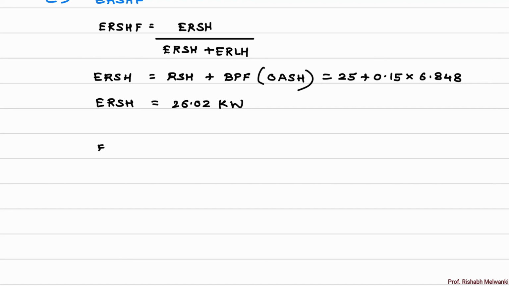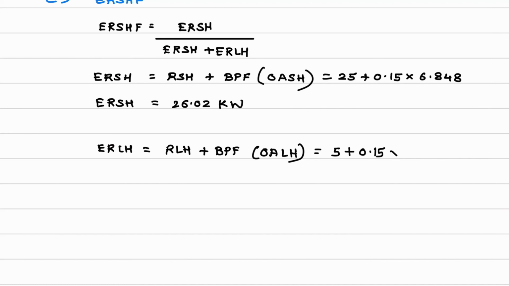Next, effective room latent heat. This will be equal to room latent heat plus bypass factor into outside air latent heat. So this value will be room latent heat 5 kilowatt plus bypass factor 0.15 into outside air latent heat. We have calculated this value, 14.124 kilowatt. So we can calculate effective room latent heat. This value is 7.11 kilowatt.